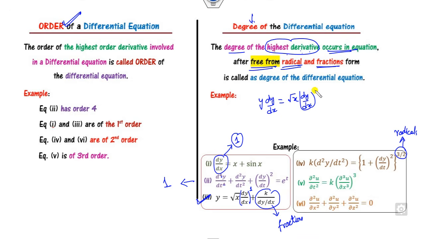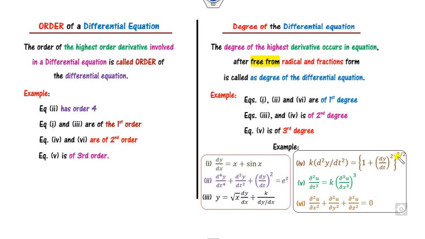Now you have to see, this is my equation. Now it is clearly free from the radicals, it is free from the fraction. So now what is the degree of this? That is my 2. The highest derivative's power is 2. So make sure that it should be free from the radical and the fraction. So let me clearly say how you can remove them.